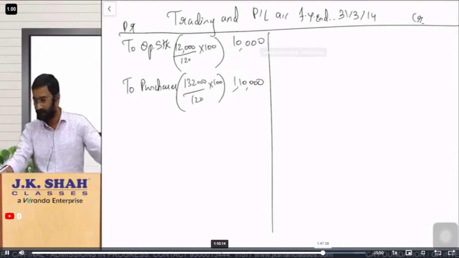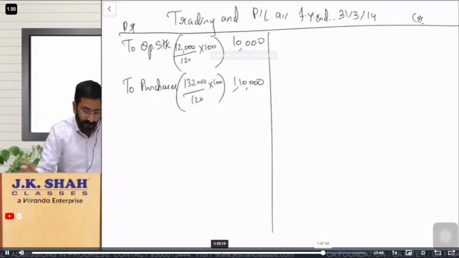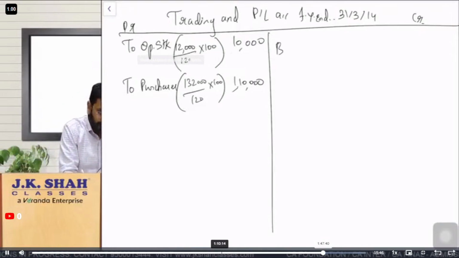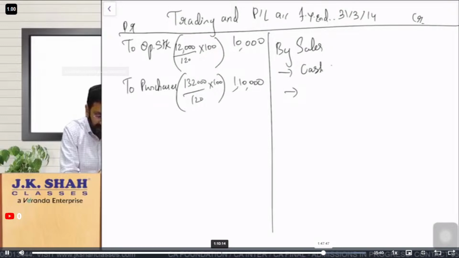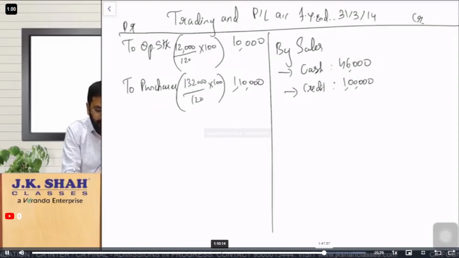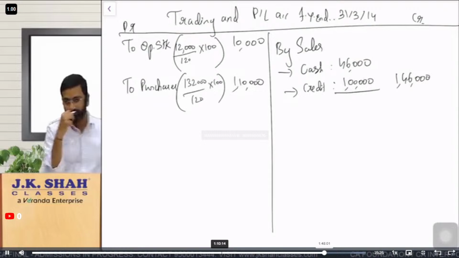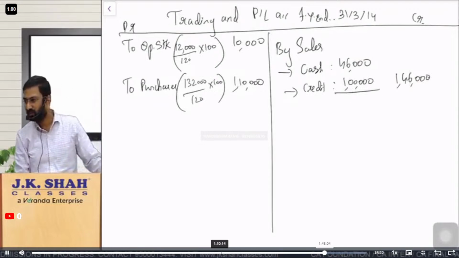Next, any direct expense? No. Credit side, sales. We have cash and credit sales. How much is cash sales, guys? Cash sales are 46,000. Credit sales 1 lakh. So total sales are 1,46,000. Any returns? No.